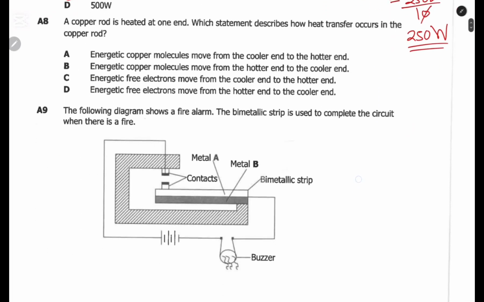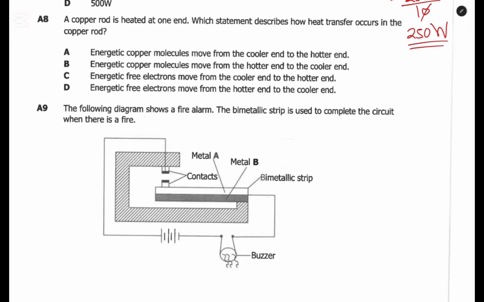All right, question 8, a copper rod is heated at one end. Which statement describes how heat transfer occurs in the copper rod? Heat transfer occurs by the delocalized, freely moving electrons from the hotter region to the cooler one. If we look at the first one, energetic copper molecules, no. Energetic free electrons move from the cooler, no. Energetic free electrons move from the hotter end to the cooler end. So D is the answer here.